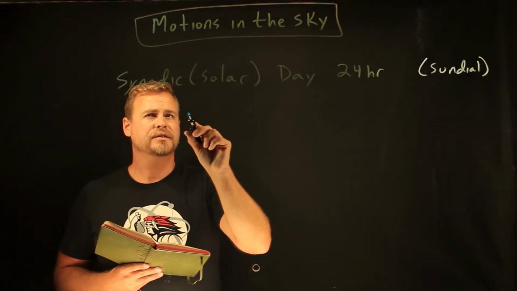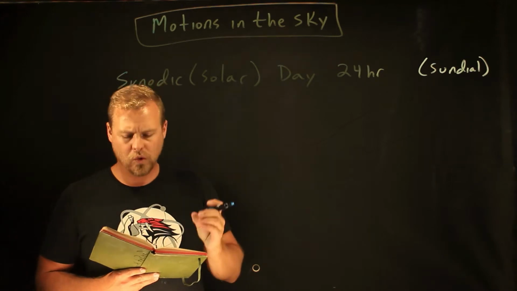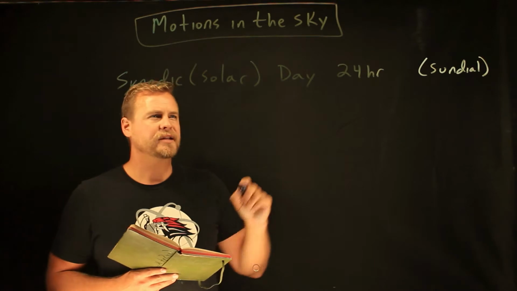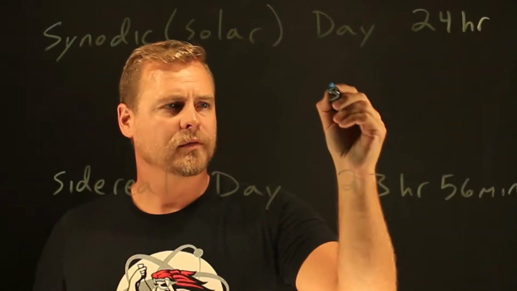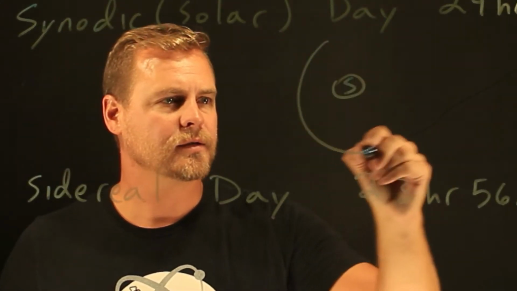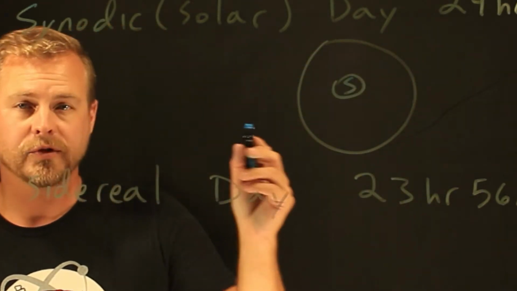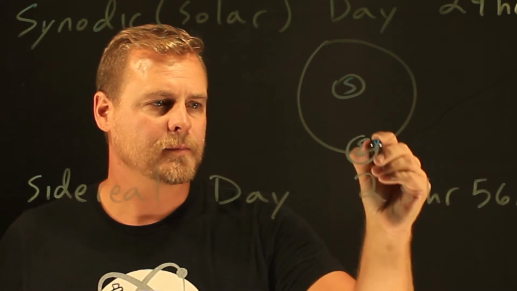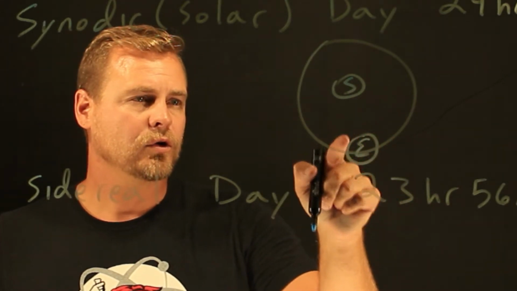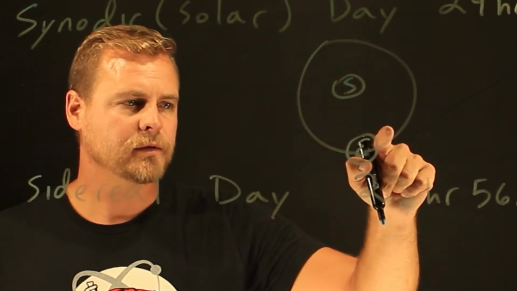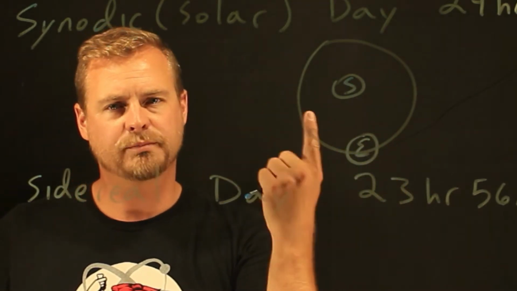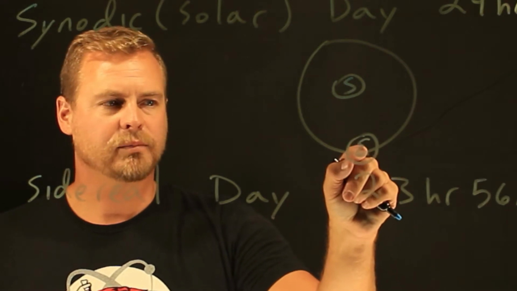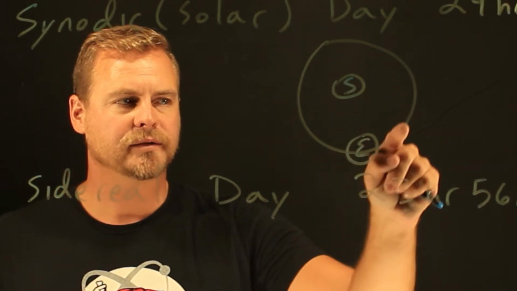This is the synodic day. It's a 24-hour period. And when we say 24-hour period, we understand that that's based on the sun. The sun, and I have the orbit of Earth, okay? Now, when the Earth is going around the sun, it's also spinning like a top, okay? And it doesn't spin in place. It spins like a top and it moves.